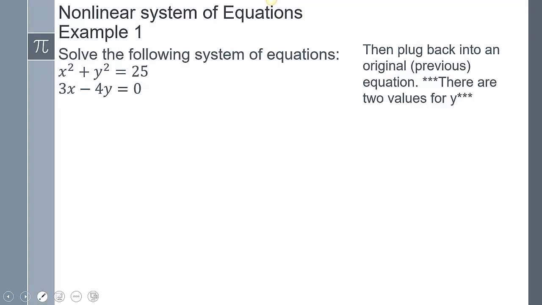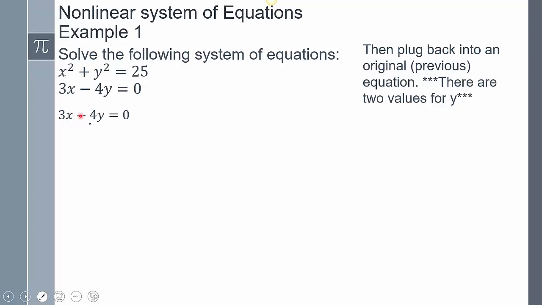Our first example, we have x squared plus y squared equals 25, and then 3x minus 4y equals 0. If they both had like terms, x squareds and y squareds, we could use the elimination method. But because these are not considered the same term, we're not going to be able to use elimination. We're going to want to use substitution.